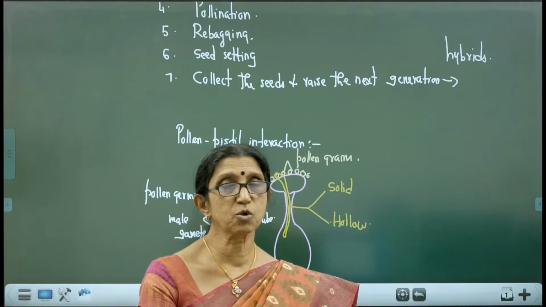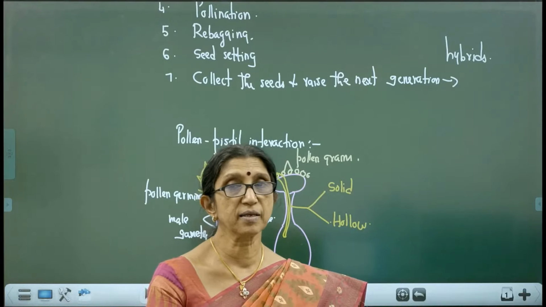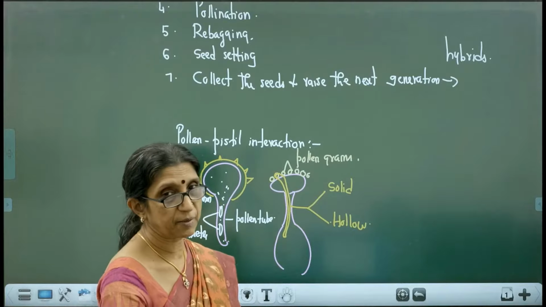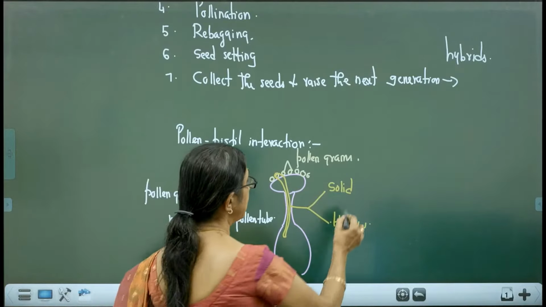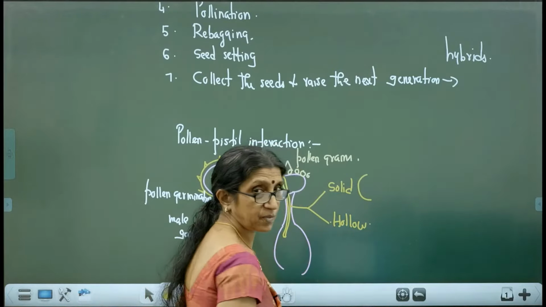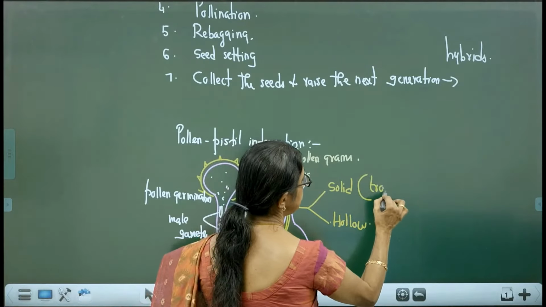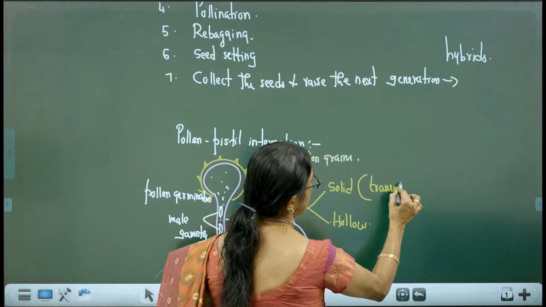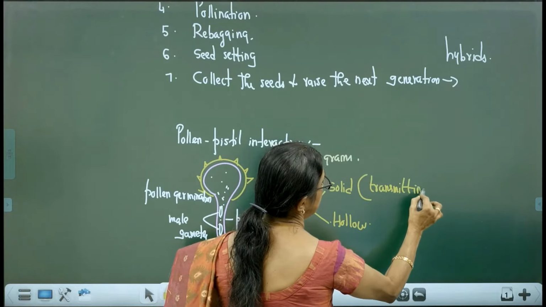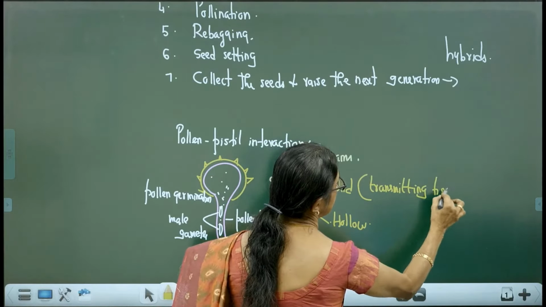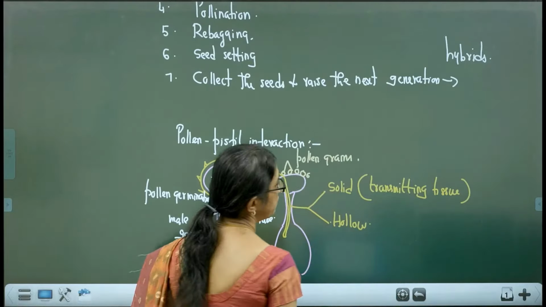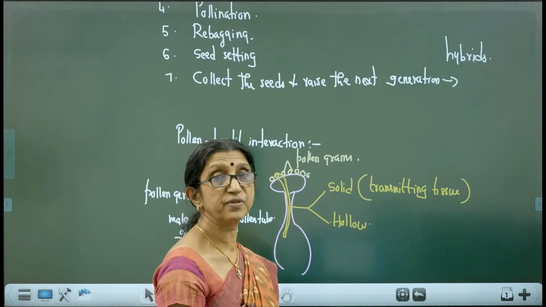One is called a solid type and the other one is the hollow type. The parenchymatous cells that fill the style in solid type are called transmitting tissue. Transmitting tissue is the parenchyma that fills the entire length of the style.